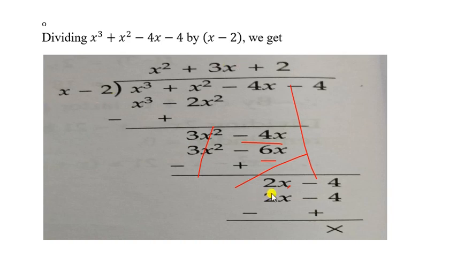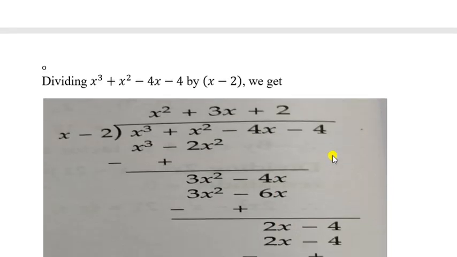Then again the first term is 2x, so we have to take plus 2. Plus 2 into x minus 2 will multiply. So 2x and here plus 2 into minus 2 is minus 4. Again we'll change the sign. You should always change the sign, it's very important, otherwise you will not get it. So you can simplify this and the remainder will be 0. So this is one more factor, x square plus 3x plus 2.